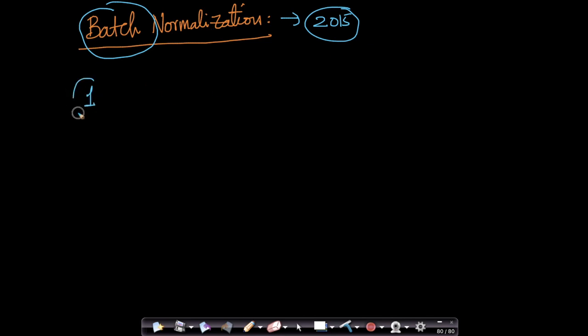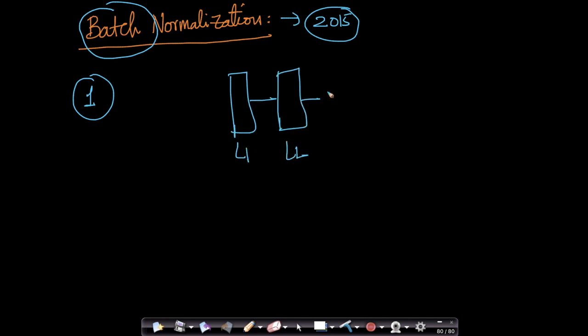First thing, remember, I have a network like this. Let's assume this is layer one, fully connected, and this is layer two. And let's assume this is my output, my y hat. Let's assume I have an x, this is my input, this is my output, and this is my x.